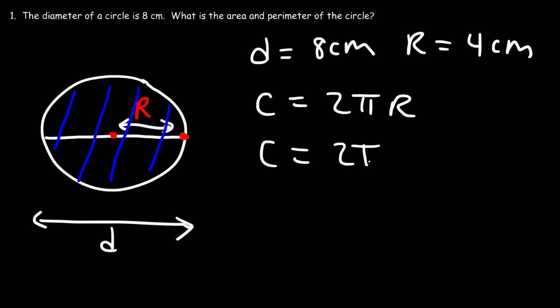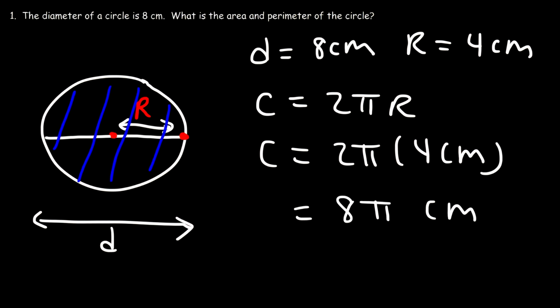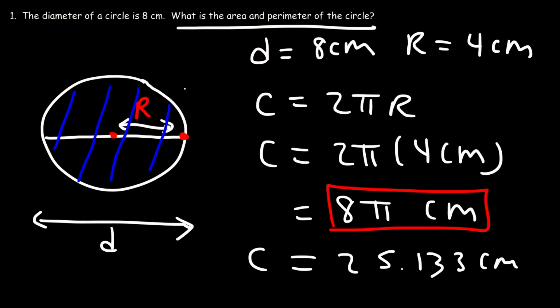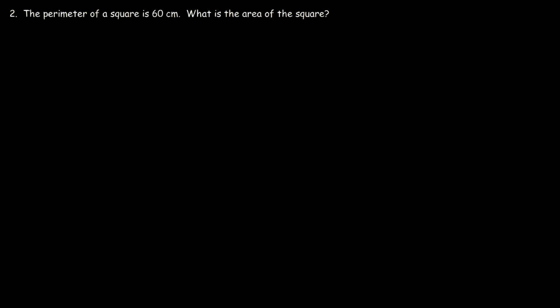So it's going to be 2 pi times 4 centimeters. And so that comes out to be 8 pi centimeters, which, if we convert that to a decimal number, that's going to be 25.133 centimeters. And so that's how you could find the area and the perimeter of the circle. The perimeter of the circle is simply called the circumference of the circle.